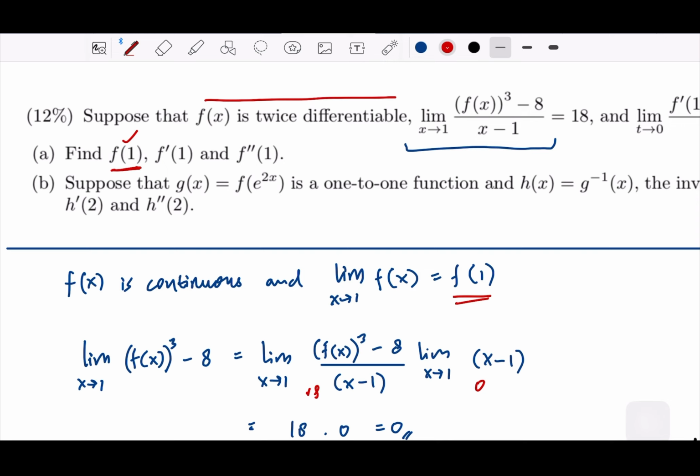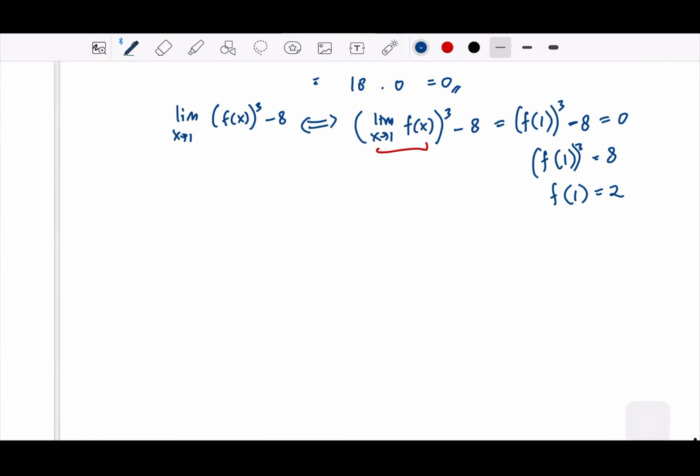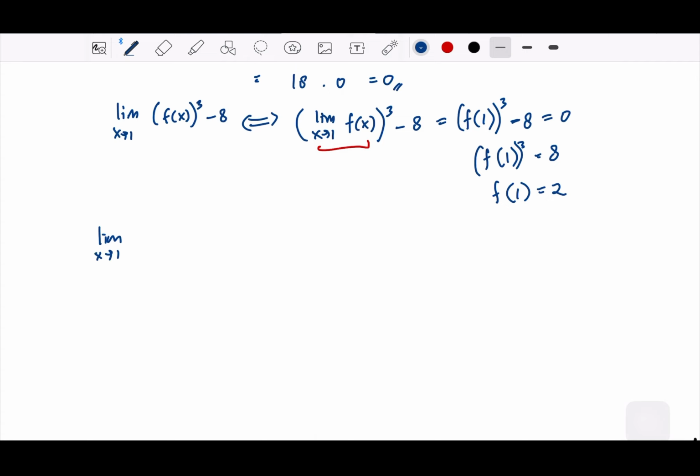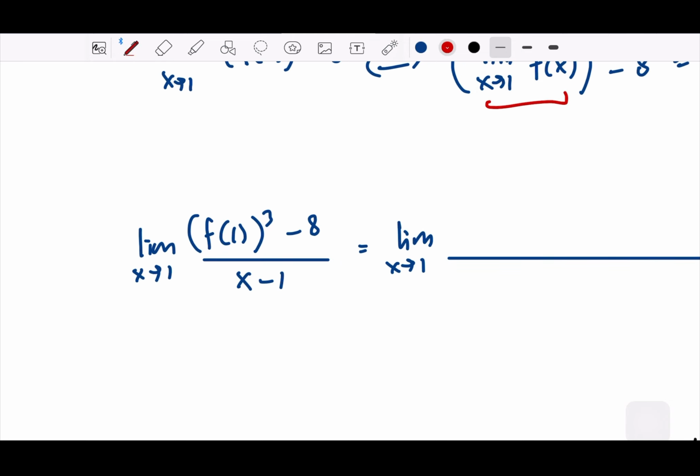Now because we know f of 1 is 2, we can take it into our next question. We write down the limit as x approaches 1 of this expression over x minus 1. Let me write with some process here. We could factorize this cubic. Let's say we have a cubed minus b cubed. We are going to have a minus b, and then a squared plus ab plus b squared.